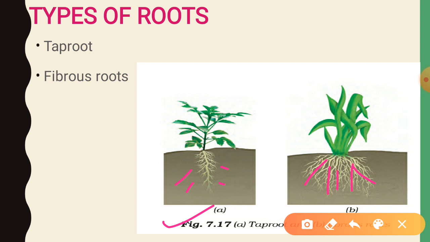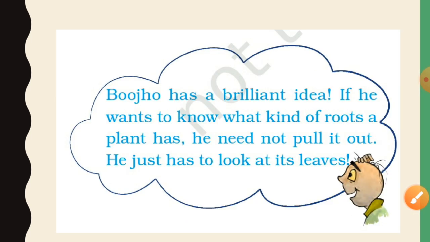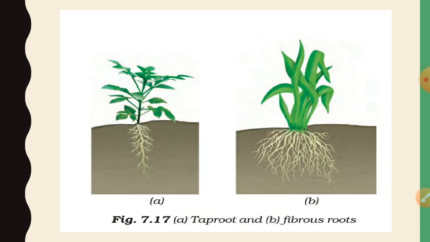In this manner, a plant near you may have either taproot or fibrous root. If you pull out a plant, you can see it. Okay, but there is another way. Look, Bujo has a brilliant idea. If he wants to know what kind of roots a plant has, he need not pull it out. He just has to look at the leaves. Can you get the idea? I'll explain. Have a close look at this picture again, students.